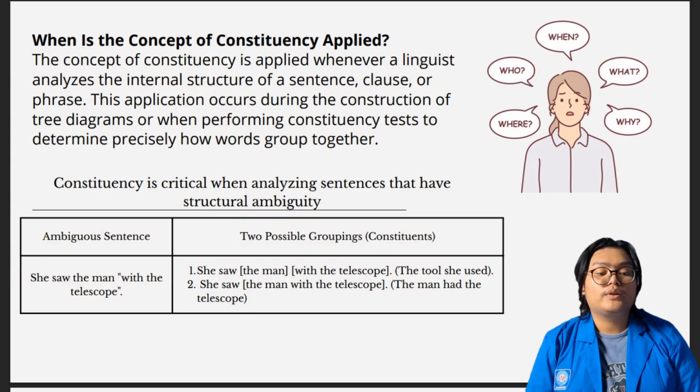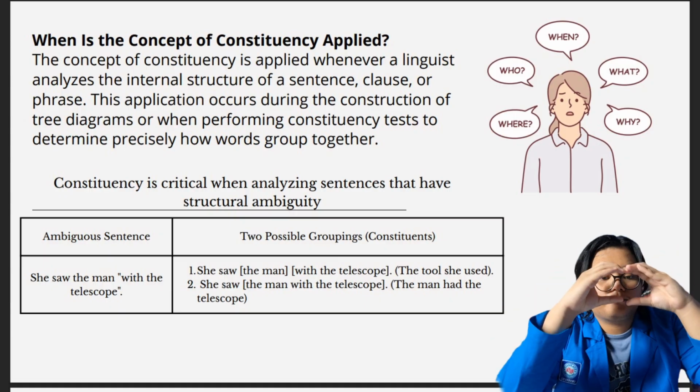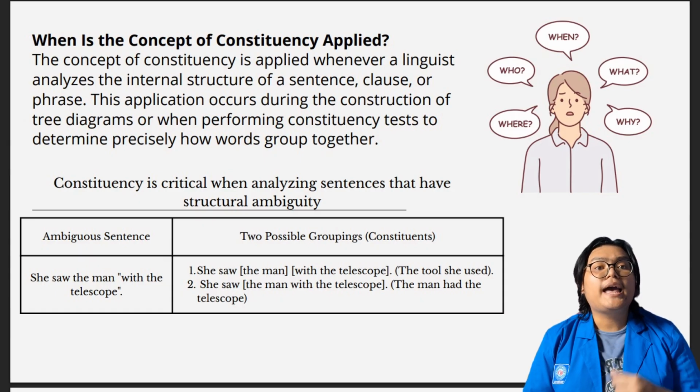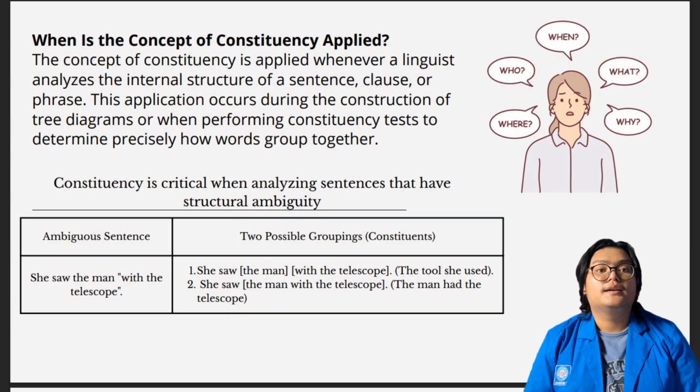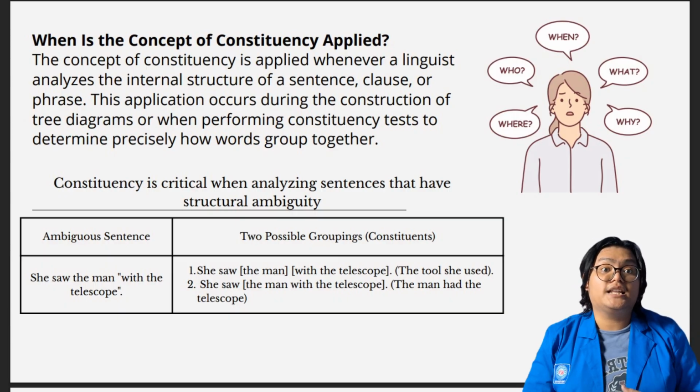One, she saw the man with the telescope, the tool she used. This means she saw the man using a telescope. Or two, she saw the man with the telescope, which means the man had the telescope, or she saw the man bringing the telescope.